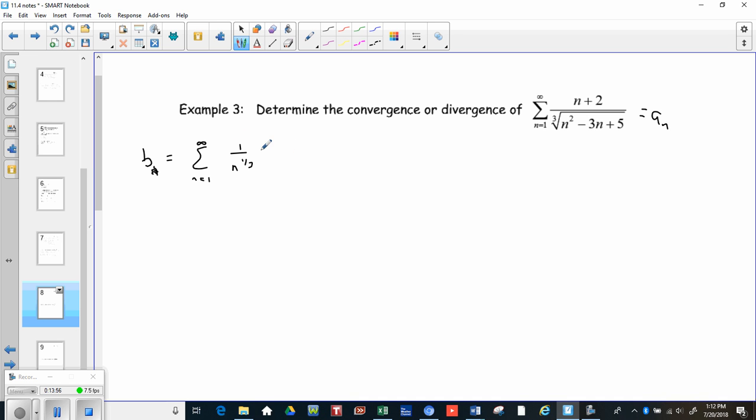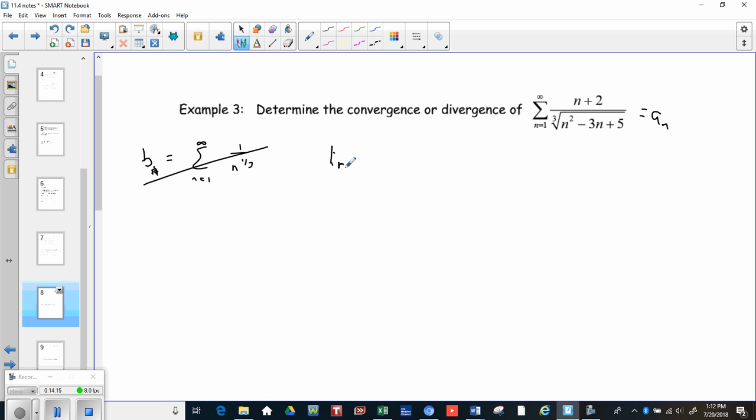Now, do I really have to go through all this? Not necessarily, because if you think about it, what could we have done up front? We could have just taken the limit of this thing as n approaches infinity. Well, the numerator grows faster than the denominator. This limit is going to go to infinity, so I really don't even need to do this.